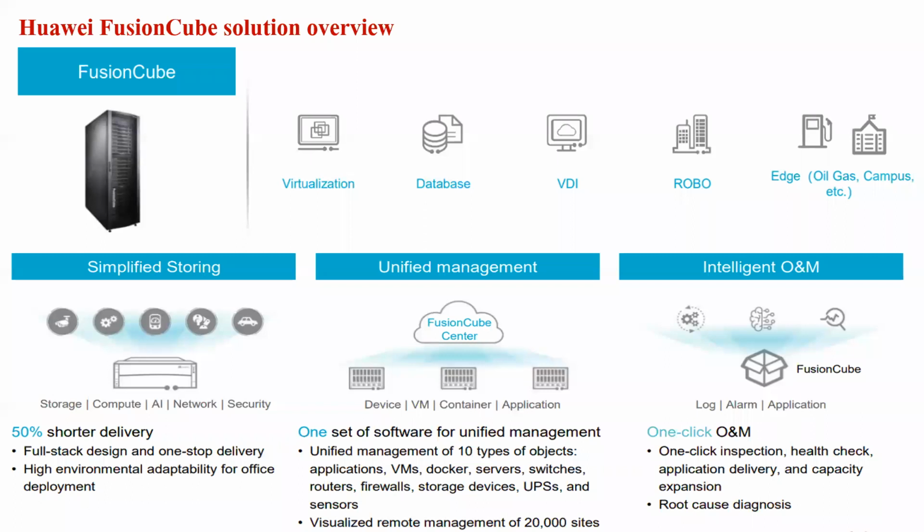And the unified management: in FusionCube, with the unified management, we can manage and monitor the devices, the hardware layer, the network switch layer, or the virtualization layer. These are all monitoring parameters, and we can monitor them in a single console. There is no need to log in to a separate console to monitor the hardware device, the network device, the virtualization, or the resource utilization.